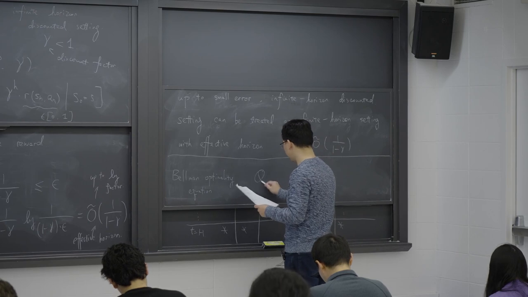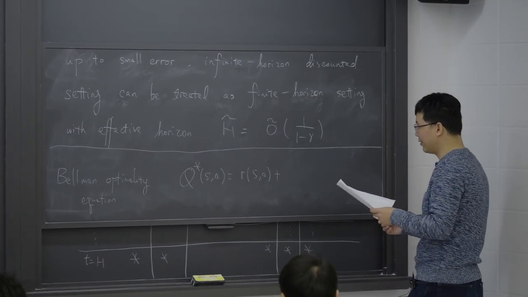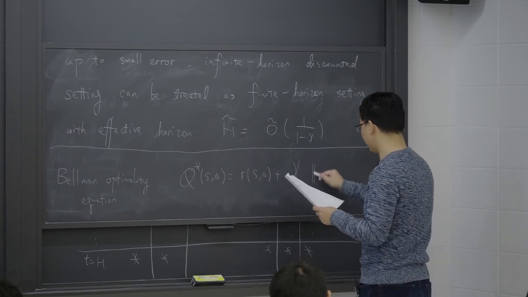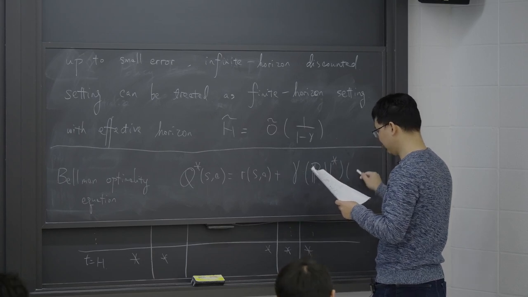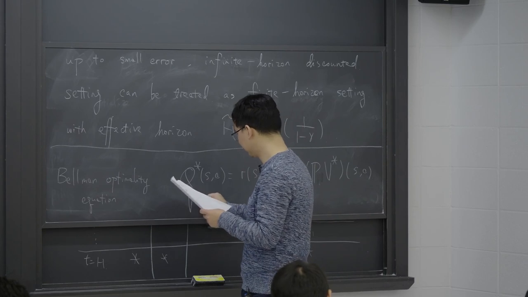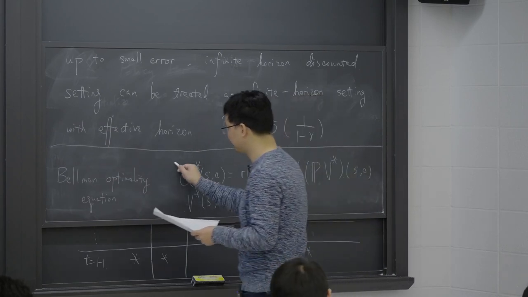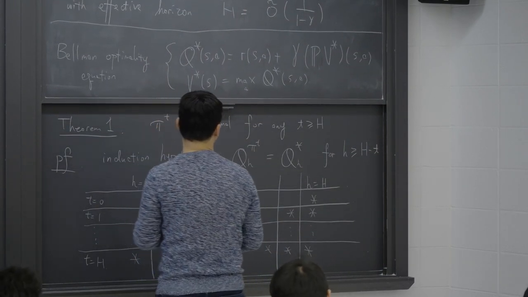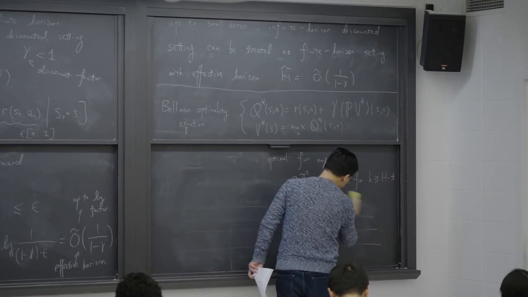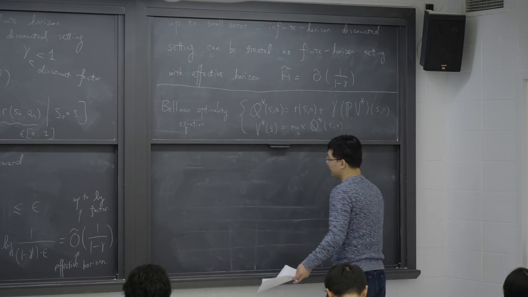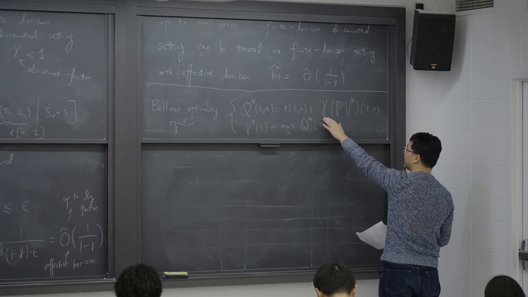So the Bellman optimality equation in that kind of case is Q star S,A is equal to R S,A plus, now we need to discount the value at the next iteration, so we're adding a gamma here, and then we're taking an expectation over P, and then we have V star of S prime. And then V star S is equal to max over A of Q star S,A. So essentially, the Bellman optimality equation is we just drop the index h, but we have the discount factor gamma here.